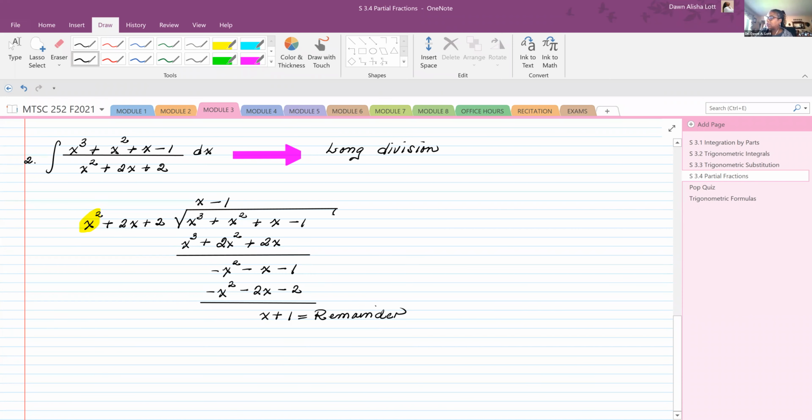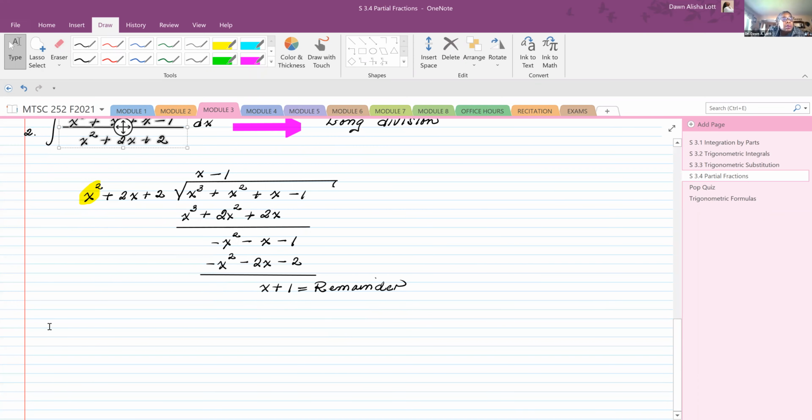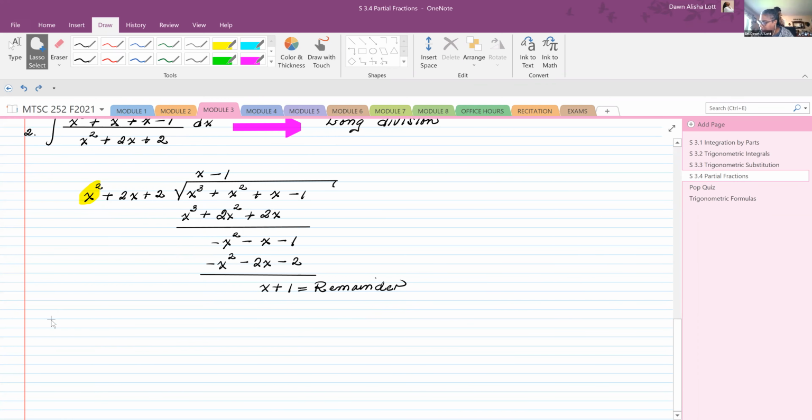So therefore, I can write this whole thing, x cubed plus x squared plus x minus 1 divided by x squared plus 2x plus 2, that is equal to x minus 1, and then my remainder is x plus 1 divided by x squared plus 2x plus 2. So I get that.